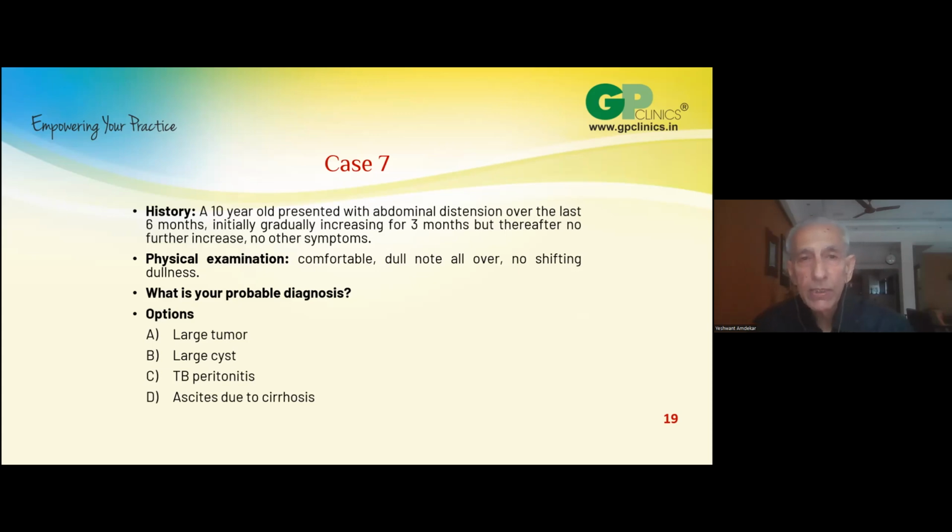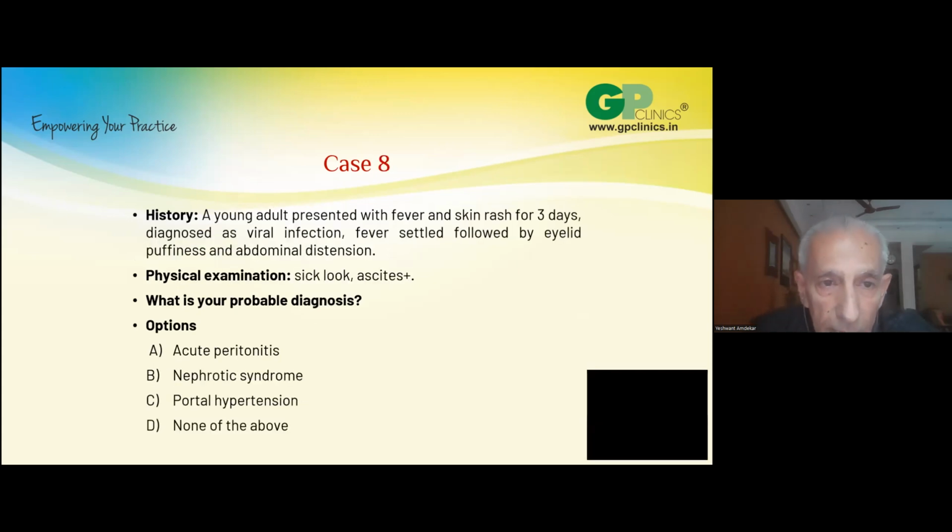Can I have the last slide, please? The last case. This was another young adult who presented with fever and skin rash for 3 days, diagnosed as viral infection. Fever settled, followed by eyelid puffiness and abdominal distension. On examination, the child looked sick and had evidence of ascites. Now, your options are: it's acute peritonitis, it's nephrotic syndrome, it's portal hypertension, or it's none of the above. Your time starts now.